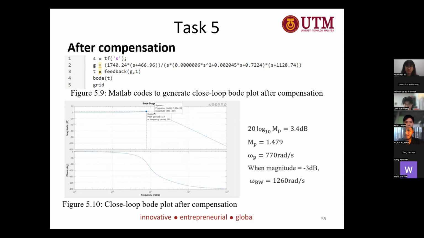Here we have the details for the closed loop Bode plot after compensation also. We got the Mp equals 1.479. What is the explanation for feedback? Bracket G, 1. 1 stands for what? Members, please help. 1 stands for unity feedback. Okay, unity feedback. So here, when the magnitude equals -3 dB, the bandwidth frequency will be 1260. And now I can pass it to my colleague.